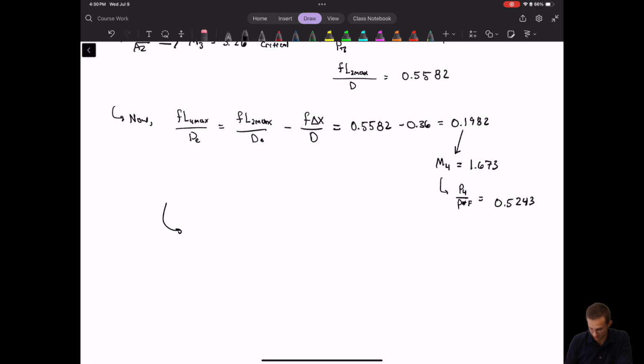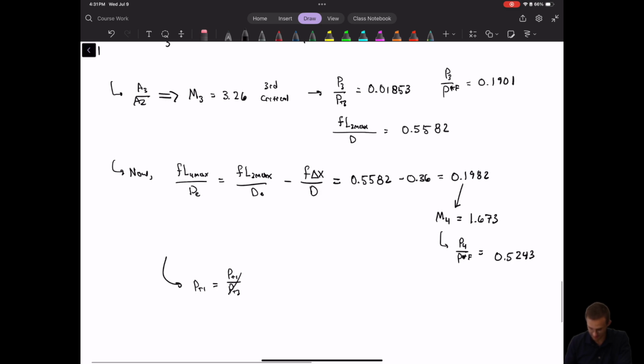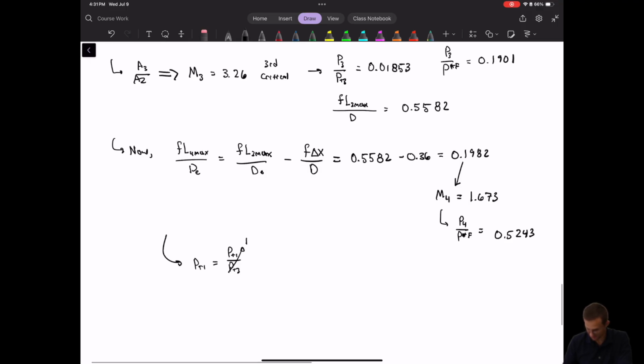Okay? And then we just need to take the values that we know and cancel them all out. So we know that PT1 is equal to PT1 over PT3. Everything's isentropic between points 1 and 3, so that's all equal to, sorry, not 0, it's equal to 1. And then you have PT3 over P3, we know that value. We have P3 over P star F, we have that value. And then we just found P star F over P4.